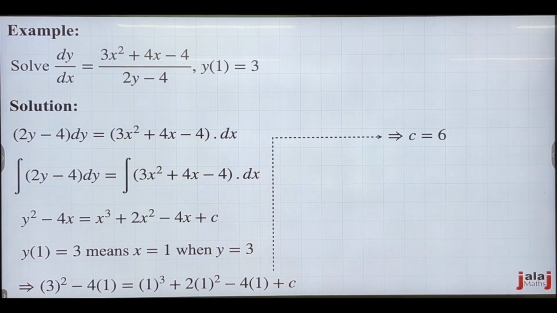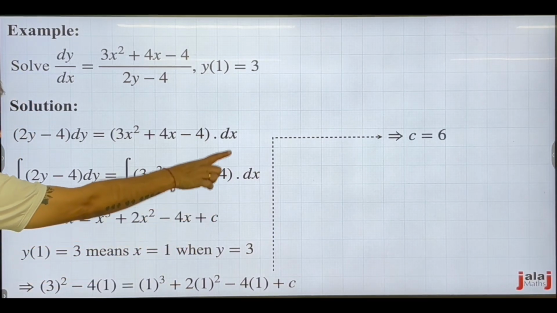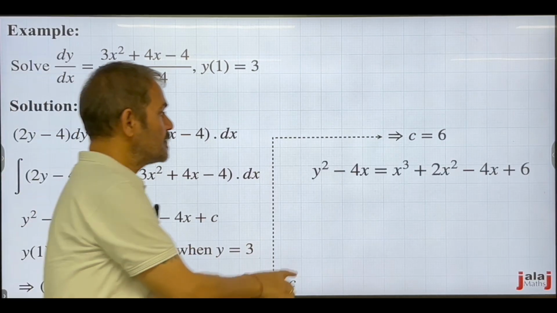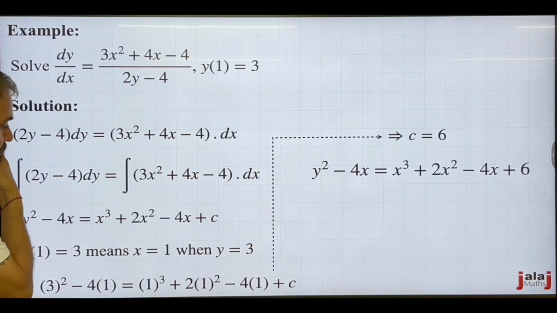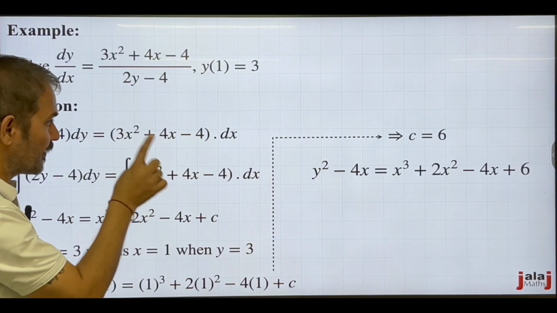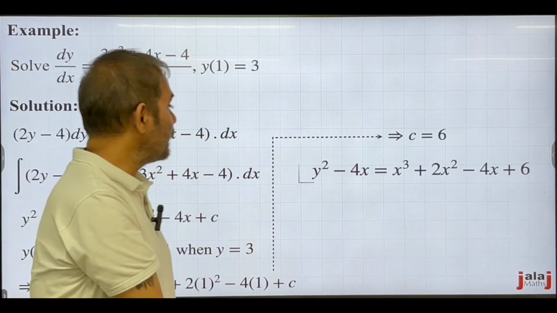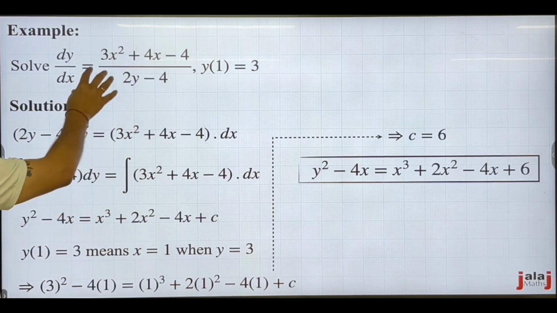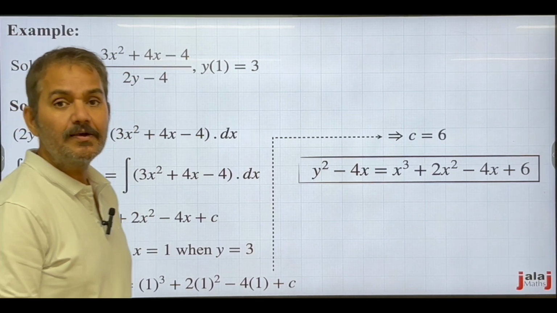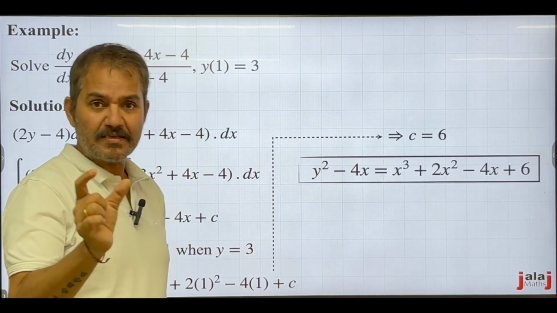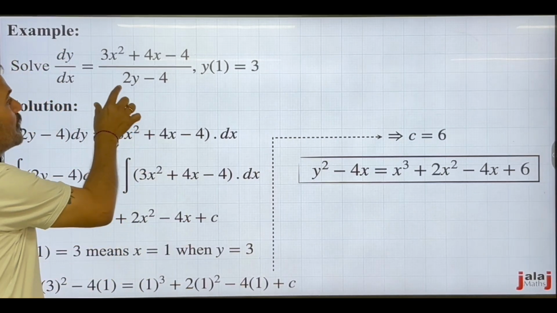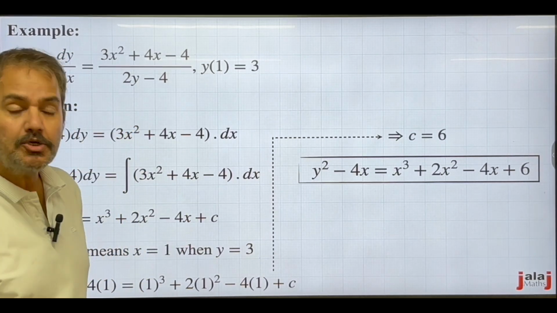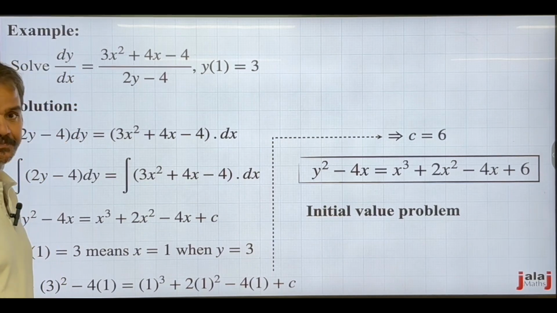When c is equal to 6, you just replace c by 6. And what do you get? You get y squared minus 4y is equal to x cubed minus 2x squared minus 4x plus 6. So this will be the answer to your differential equation. Since you got a specific function, not a family of functions, this is called an initial value problem.